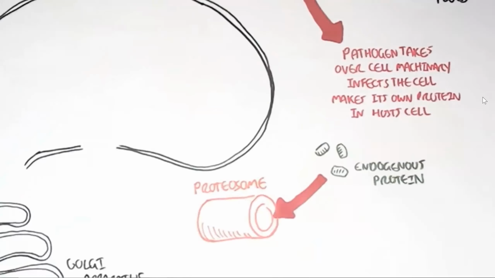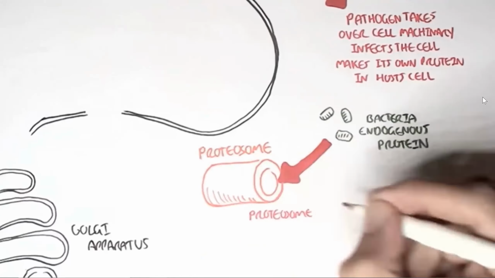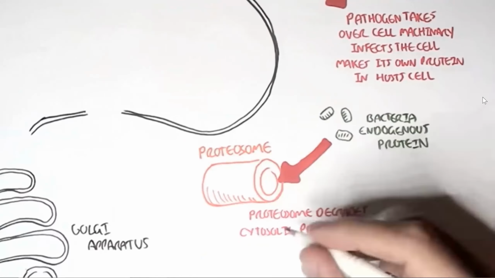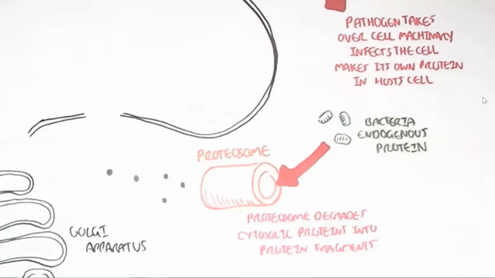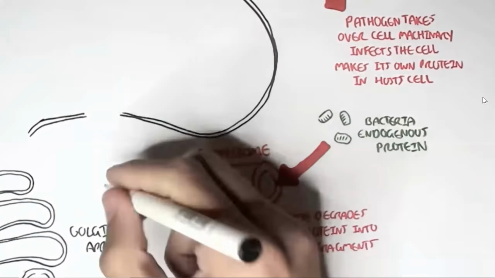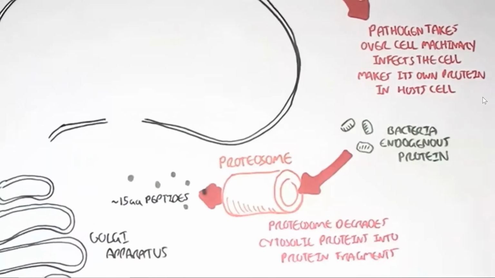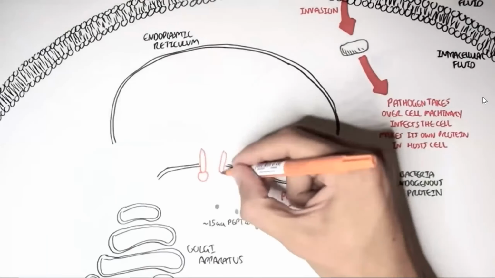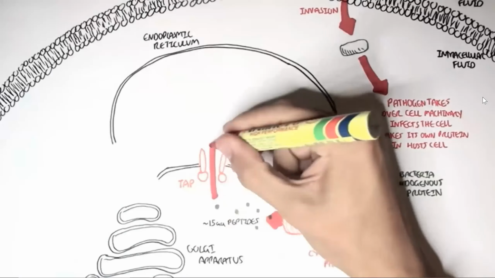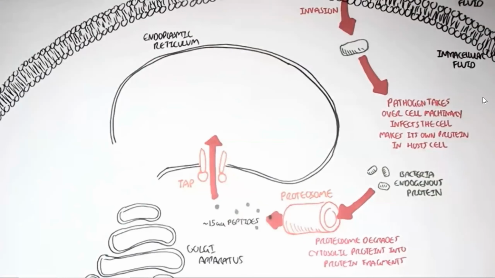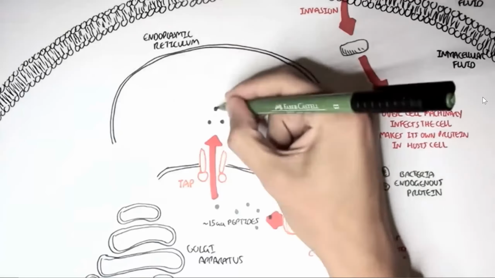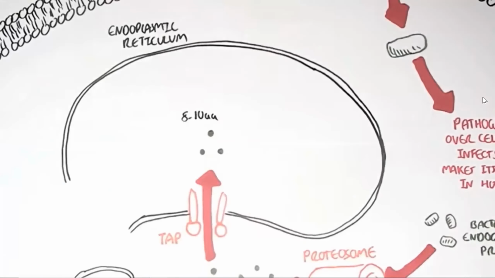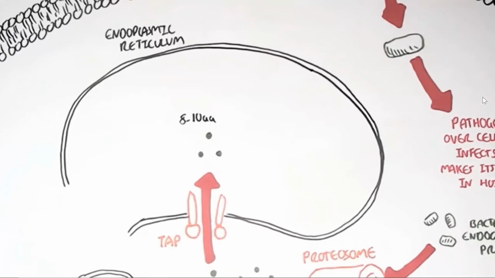And these protein products can enter the proteasome. The proteasome is a complex that will degrade these cytosolic proteins into small fragments. So these bacterial endogenous proteins will enter the proteasome, and they will come out in small fragments, about 15 amino acids in length. And so we have many of these. These small bacterial fragments can then enter the endoplasmic reticulum through what's called the TAP transporter. The TAP transporter is composed of TAP1 and TAP2. When these 15 amino acid fragments, these antigens, these peptides, enter the endoplasmic reticulum, they can get further broken down to about 8 to 10 amino acids by specific enzymes within the endoplasmic reticulum.